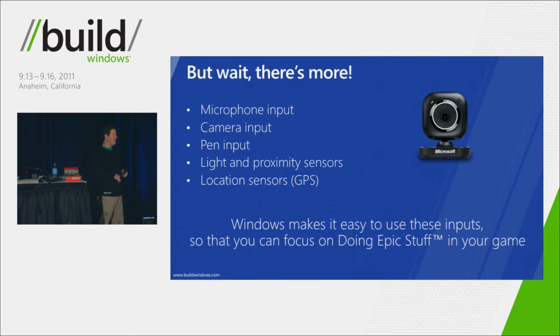I encourage you as game developers to not limit yourself to these 4 types of input, but actually think about all of these other rich, very interesting types of novel input that come off of new tablet devices. Microphones, cameras, pens. We even have light and proximity sensors, location. We had lots of great talks where we talked about all of these things. I encourage you to go up to Channel 9 and take a look at some of the other talks, particularly on location or maybe on audio capture. The message I want to give you is we make it real easy to get this input so that you can focus on the design of your game and how this all fits together.